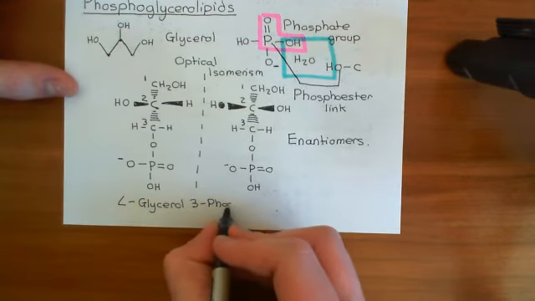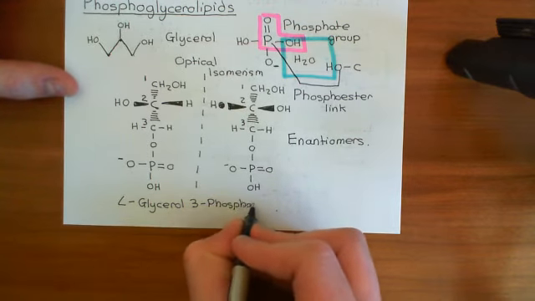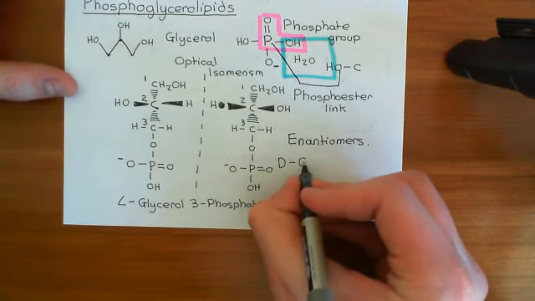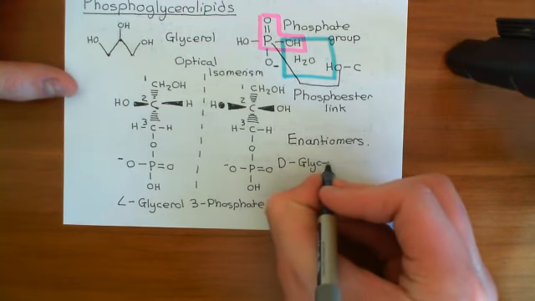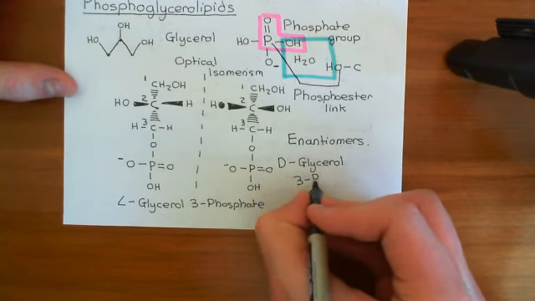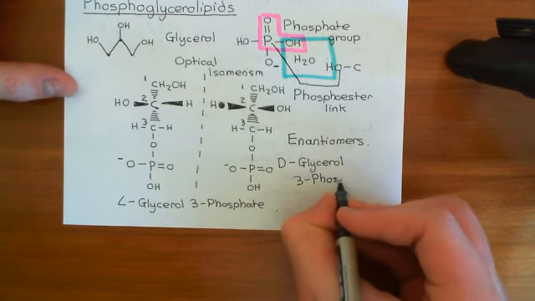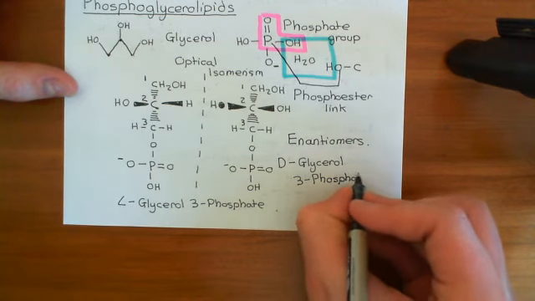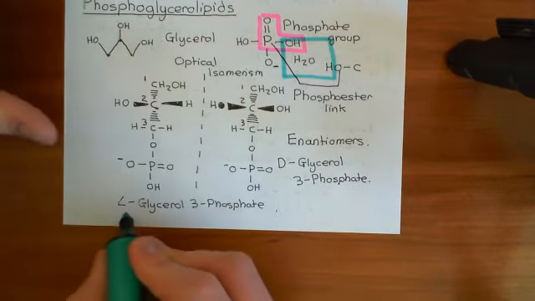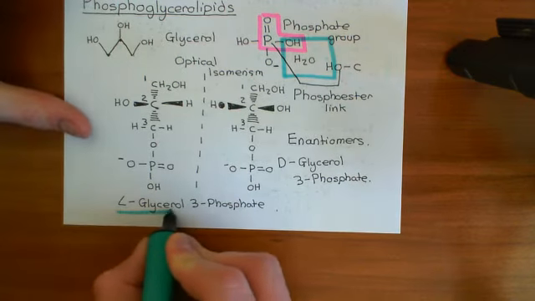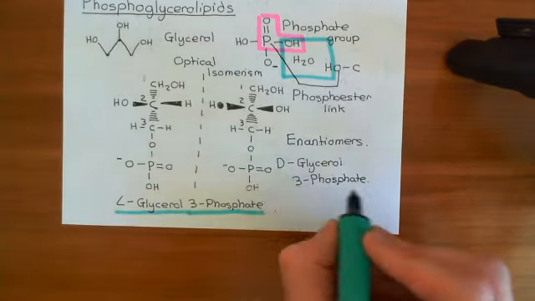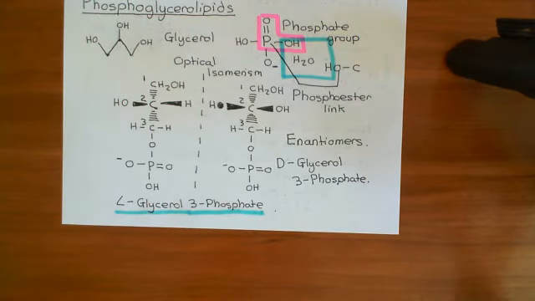This one over here, meanwhile, is D-glycerol 3-phosphate. So that's the naming system for these two different enantiomers. Now what I need to tell you is which one is actually present within cells. It is L-glycerol 3-phosphate, which is the more important one as far as biochemistry is concerned. It's the one that we find within cells, so we don't care about D-glycerol 3-phosphate.